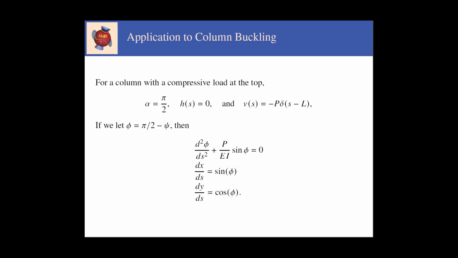For a vertical column, alpha is pi over 2. Since the applied force is only downward at the top of the column, we set the horizontal component little h to 0 and little v to be minus P delta of s minus L. P is going to be the magnitude of the applied load, and delta is the Dirac delta function.